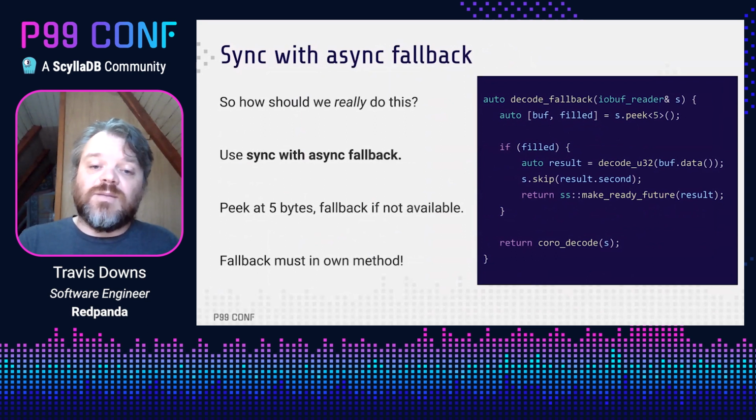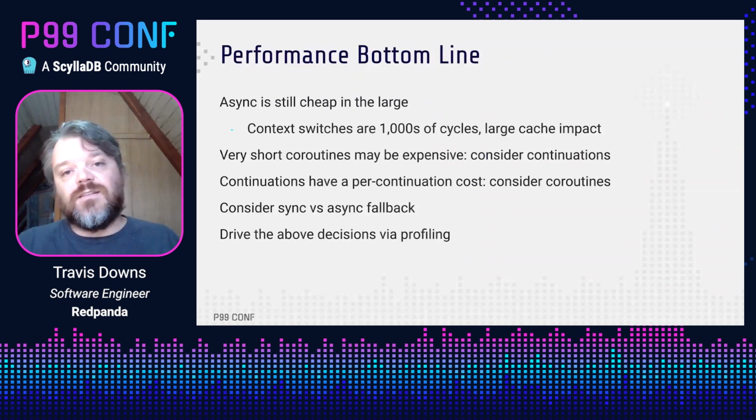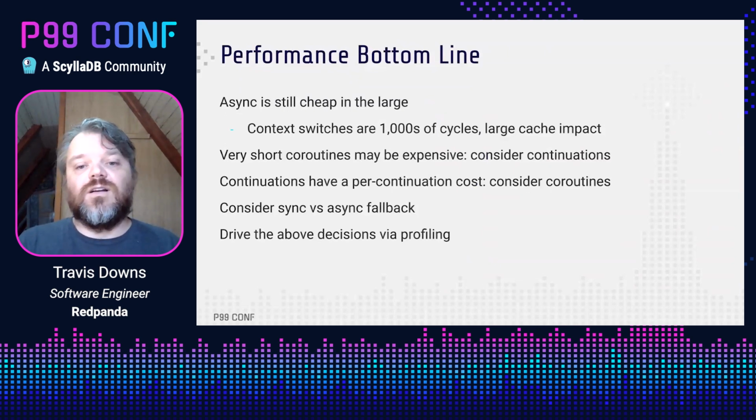It's very key here. It has to be a separate function. So this coro decode, which is the coroutine decode method we saw earlier, if you were to just copy paste the code into this fallback method, it would turn this into a coroutine. Right now, it's not a coroutine. There's no co-await, there's no co-return. So you have to keep the method separate to prevent the coroutine transformation from happening. If the compiler inlines it, that's fine. It's not going to change this into a coroutine, I don't think.